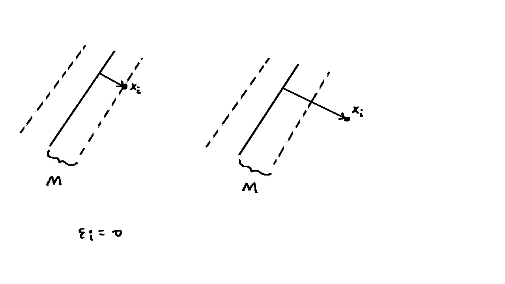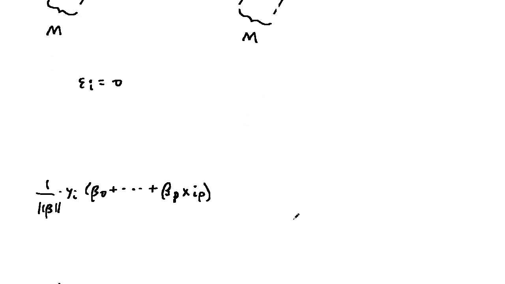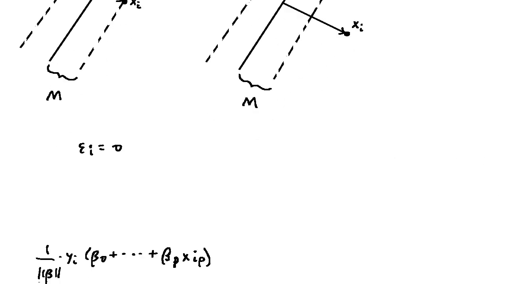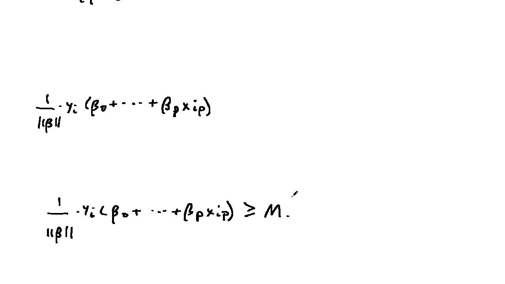The distance between x_i and the hyperplane is this. And the distance between x_i and the hyperplane is greater than or equal to M. As you can see here, the distance between x_i and the hyperplane is either equal to M here, or it's greater than M. Okay, so this expression is greater than or equal to M.